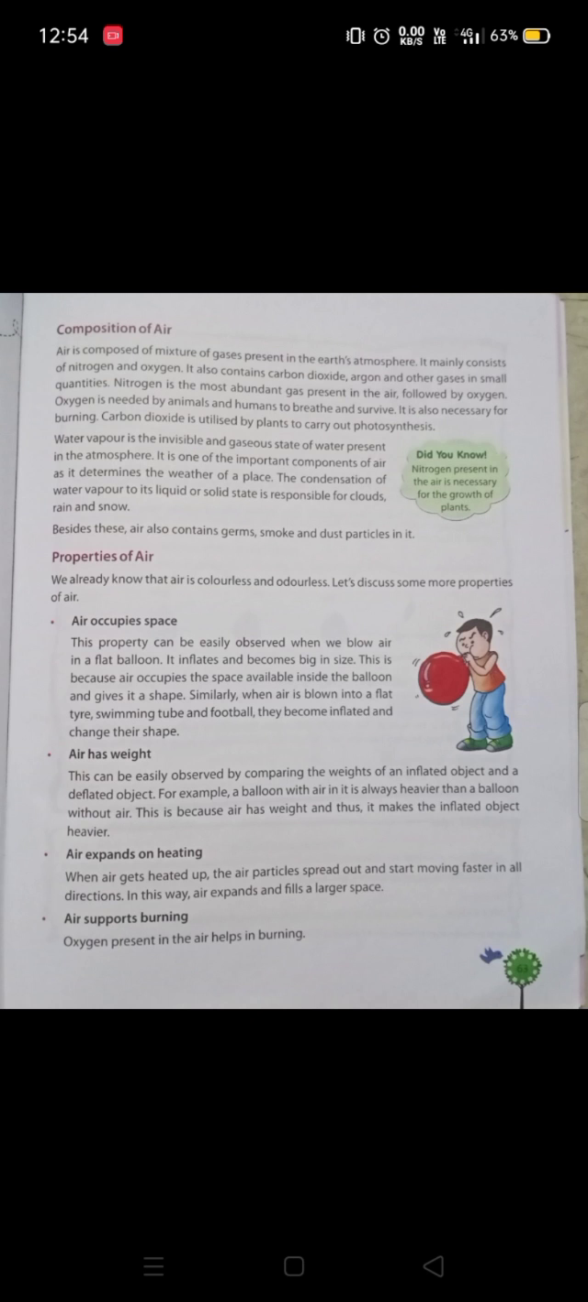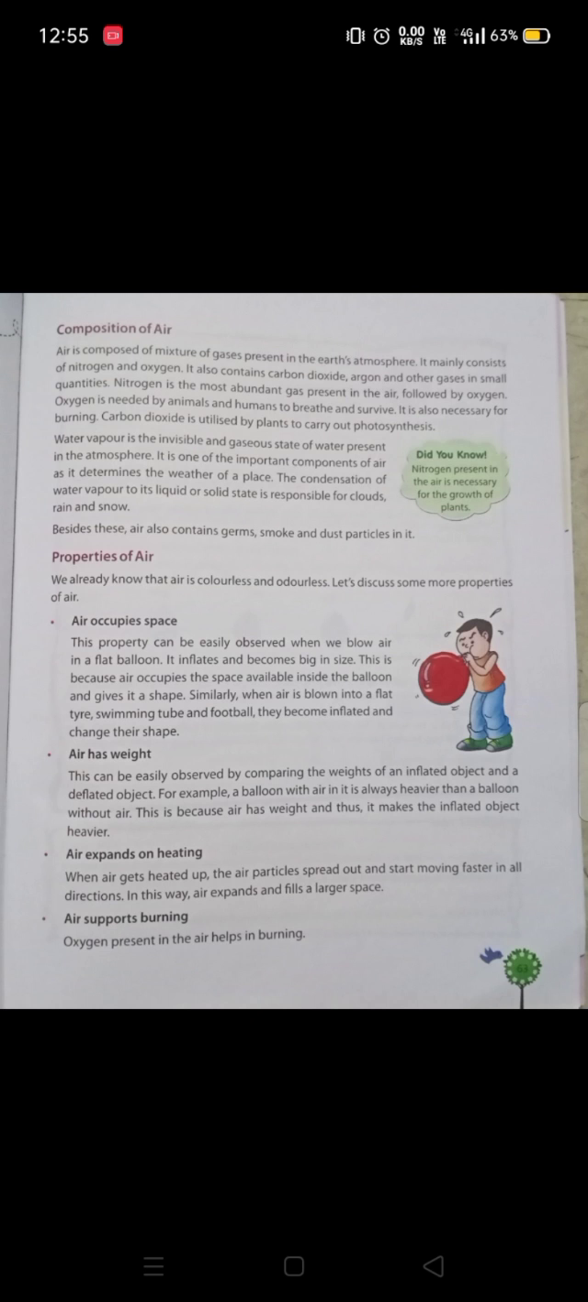Besides this, air also contains germs, smoke and dust particles in it. So when we study about air pollution, we are going to study about all these things, that air also contains germs, smoke and dust particles. Because the smoke that comes out of the factories, the smoke that comes out of our vehicles, also goes in the air. And it also makes the air dirty, isn't it? So all these things are also present in the air: germs, smoke and dust particles.